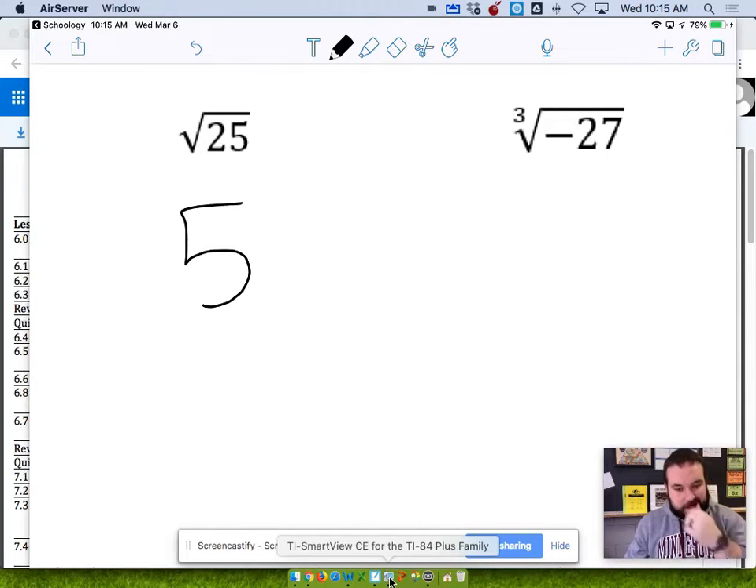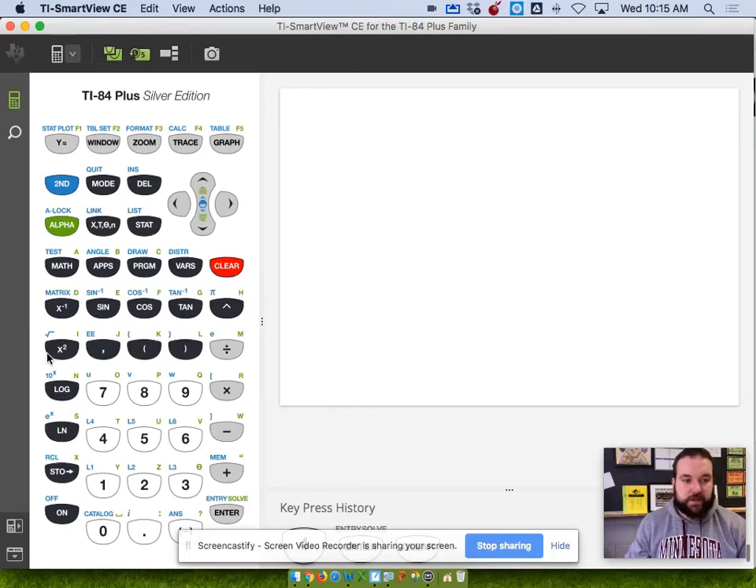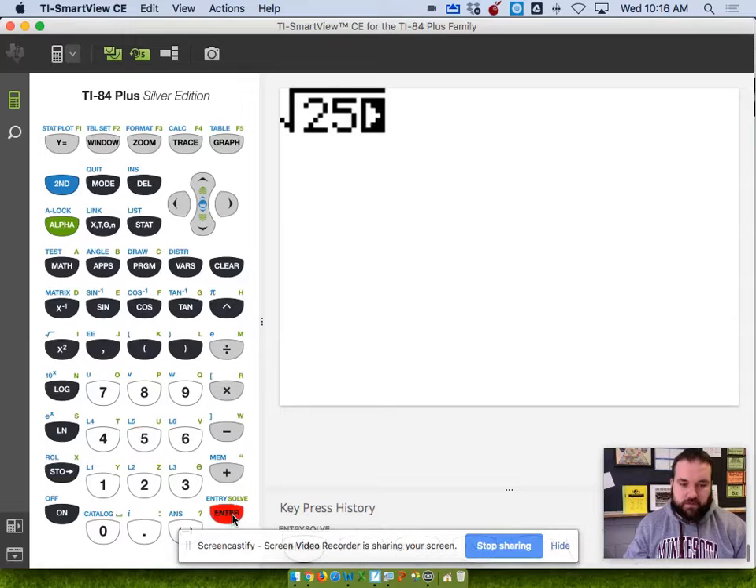In the TI calculators, the square root button is right over here above the squared. So if you hit second, and then the X squared button, it pops up with the square root. You can type 25, hit enter, and we get 5 as a result.